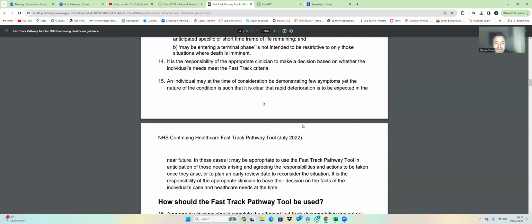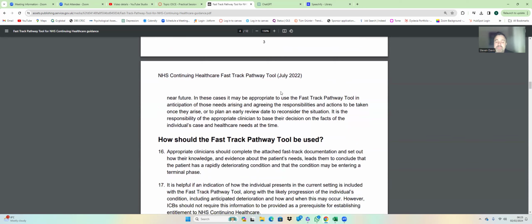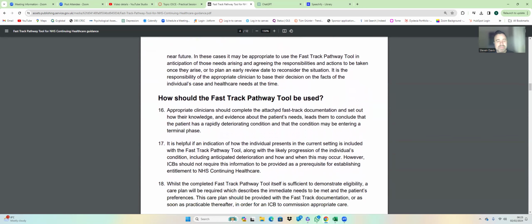at the time of consideration, demonstrate few symptoms, yet the nature of the condition is such that it is clear that rapid deterioration is expected in the near future. So again, that's the bit about that. Okay, they may not be there at the moment, but in the near future, they absolutely will be. Because I'm sure some of you have assessed people and within a couple of days they've bounced back and all the clinicians are there and you're like, well, it was on the cards, but it just didn't happen.